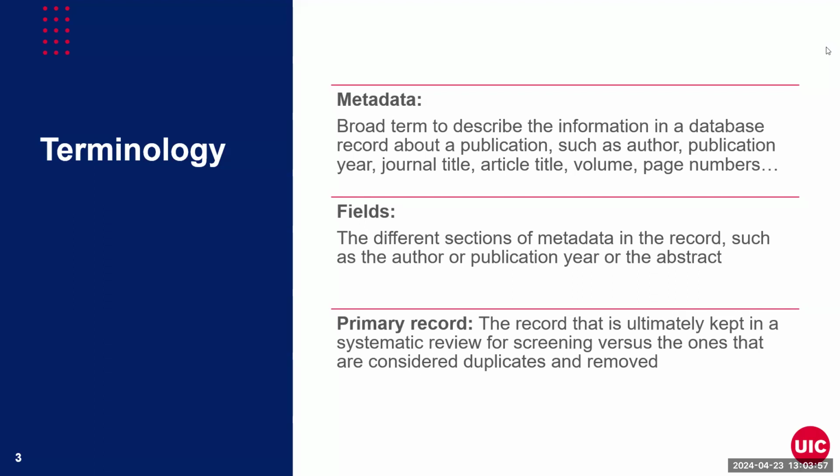The fields are the different sections of metadata in the record, such as the author or publication year or the abstract. Those are all usually separate fields with that selected piece of metadata in there. And when I talk about a primary record, that's the record that is ultimately kept in a systematic review for screening versus the ones that are considered duplicates and removed. Because you don't want to remove all versions of the record. You want to keep one, and the one that you keep is considered the primary record.